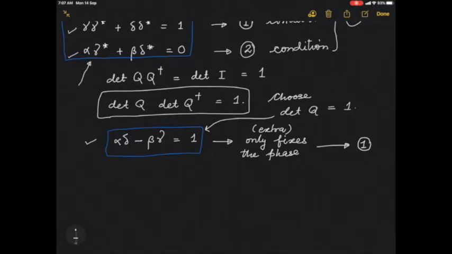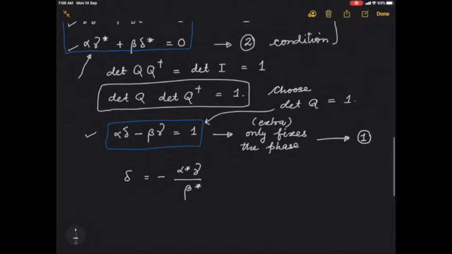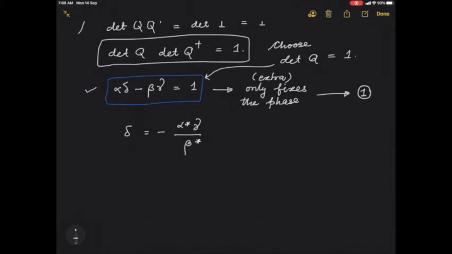So let's start with this equation. I can write delta from that equation in terms of everything else. To do that, I first take a conjugate. Imagine I have taken a conjugate, so I get alpha star gamma by beta star. Once I get that as delta, I put that in the last equation, alpha delta minus beta gamma equals 1. I'm doing some algebra, but at the end something nice should come out of it.